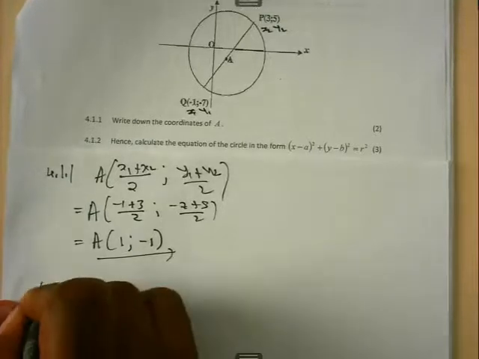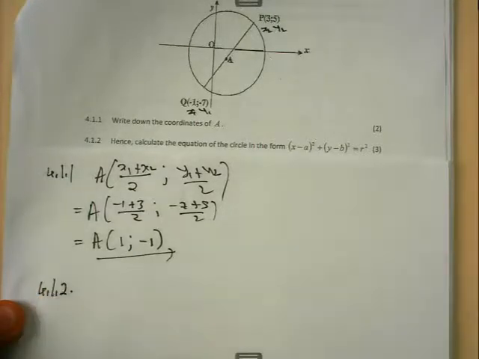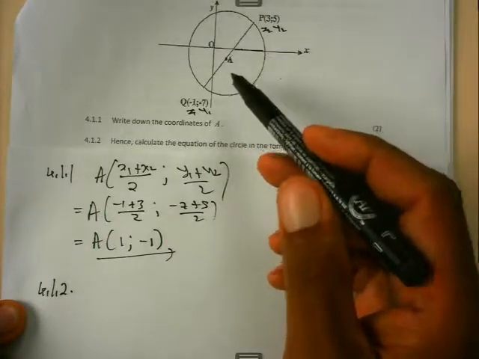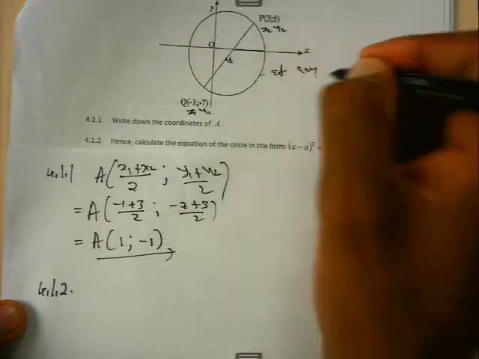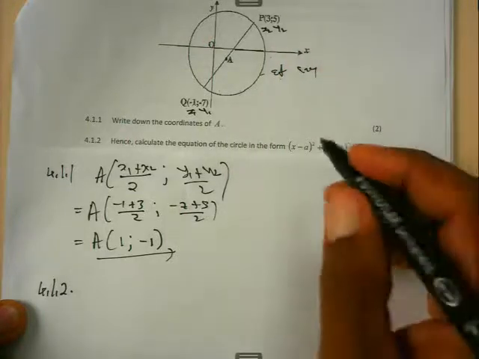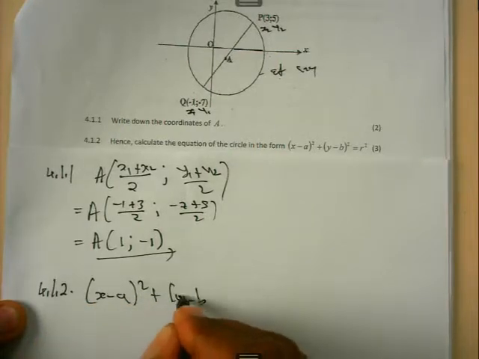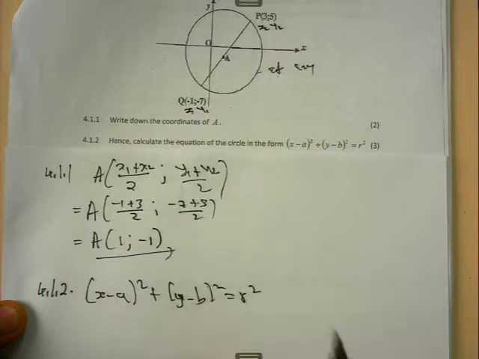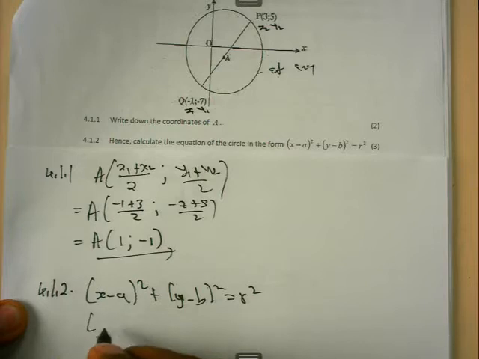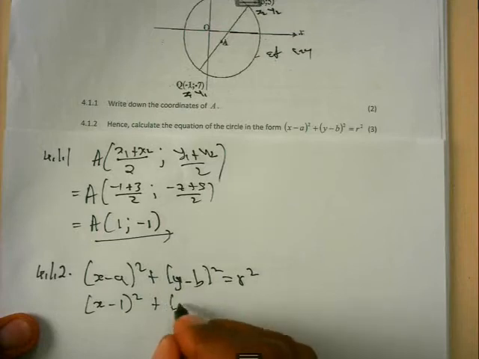Now, what about 4.1.2? Hence, calculate the equation of the circle in the form (x - a)² + (y - b)² = r². Of course, immediately you can see, because A is a center, this circle is centered at any point. Therefore, we are going to use (x - a)² + (y - b)² = r². Then what is the center there? Then a is 1, all squared, and now y there, what is our b?